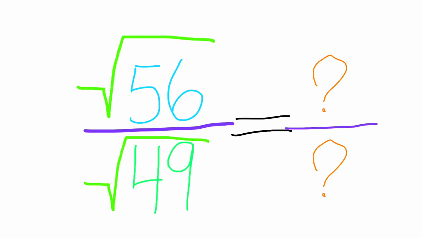Now we simplify our radicals. Since 49 is a perfect square, our denominator will be 7, and we don't need a radical for that. But in our numerator, we do. Two numbers that multiply to 56 are 8 and 7. Because we can't simplify 7, we move on to 8.